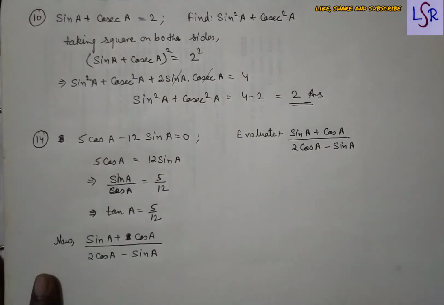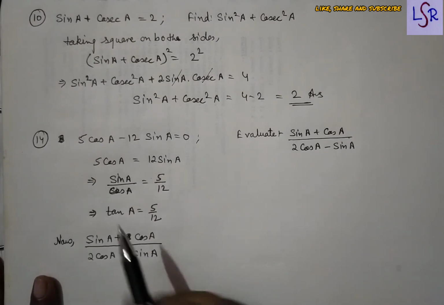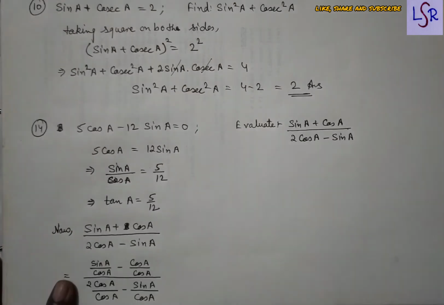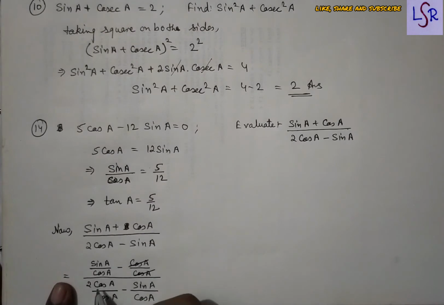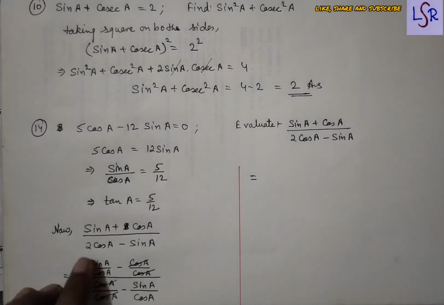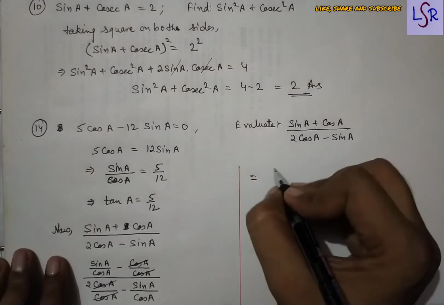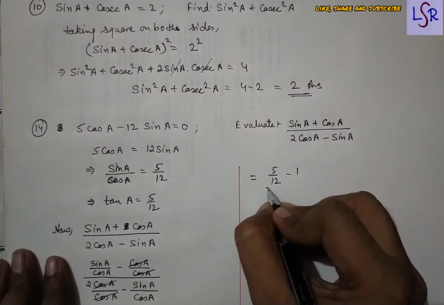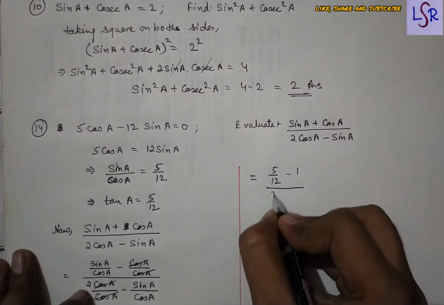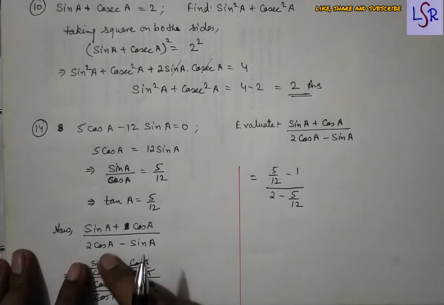We can divide each of the term in the numerator as well as in the denominator by cos A. And after doing so, we can cancel out this cos A by cos A and then this cos A by this one. Then we know the value of sin A upon cos A, that is 5 by 12. So we can place 5 by 12 minus 1 whole upon, this will be 2 minus 5 by 12. We have just placed the value of sin A upon cos A over here.